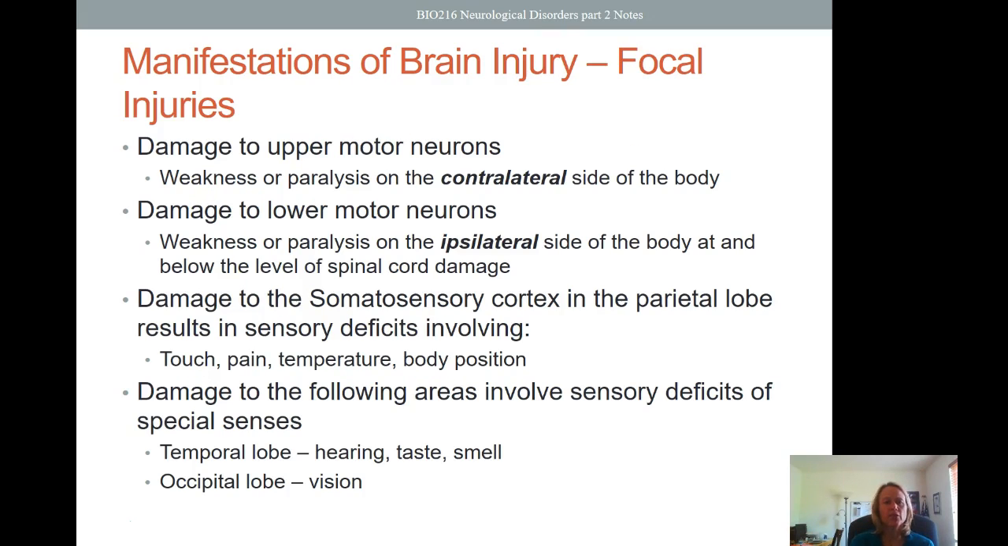So let's look first at focal injuries. For instance, if we have damage to upper motor neurons, then we'll see weakness or paralysis on the contralateral side of the body. Damage to lower motor neurons leads to weakness or paralysis on the ipsilateral side of the body at and below the level of the spinal cord damage. Damage to the somatosensory cortex in the parietal lobe is going to result in sensory deficits involving touch, pain, temperature, and body position, and damage to the temporal lobe could result in deficits of hearing, taste, and smell, while damage to the occipital lobe could result in damage to vision.